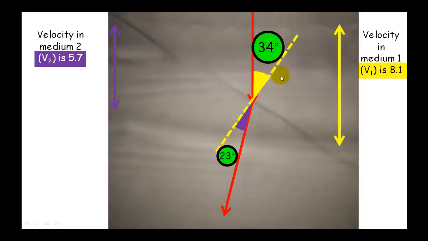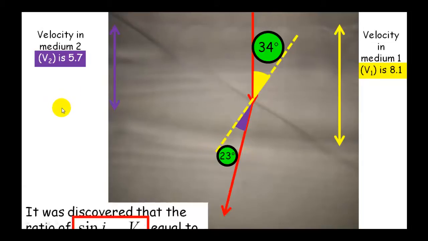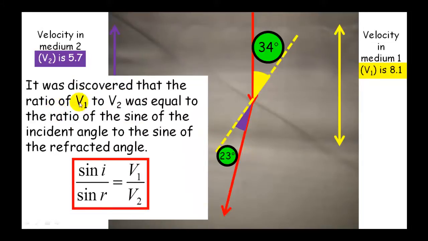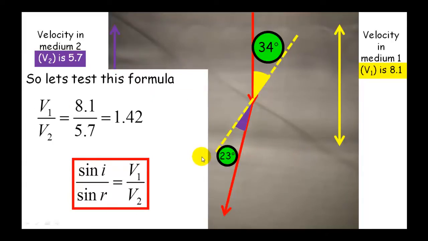Anyway, now we look at the angle change from 34 to 23. There's been a change. So, it was discovered that the ratio of the velocity of the wave in medium 1 compared to the velocity in medium 2 is equal to the ratio of the sine of the incident angle to the sine of the refracted angle. Okay, so we should check this. Okay, so we'll test it out.